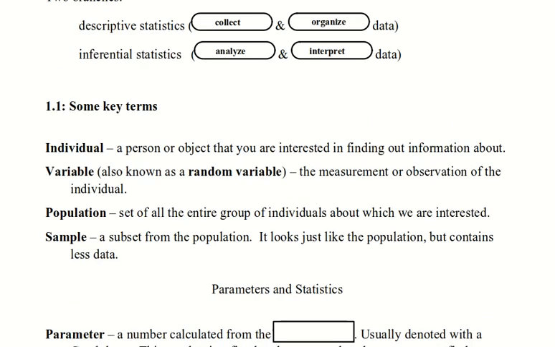So some key terms. An individual is the person or object that you're interested in finding out information about. A variable, also known as the random variable, is the measurement, their height, their age, their preference in ice cream flavors, or observations of the individual, like how many of a particular last name exists in the telephone directory. A population is the set of all of the entire group of individuals about which we're interested. The population is usually the group, the set, that we're going to make a claim about.